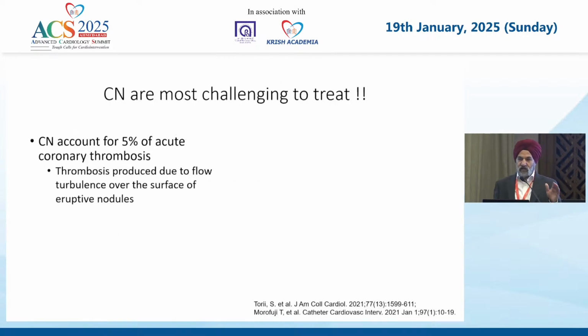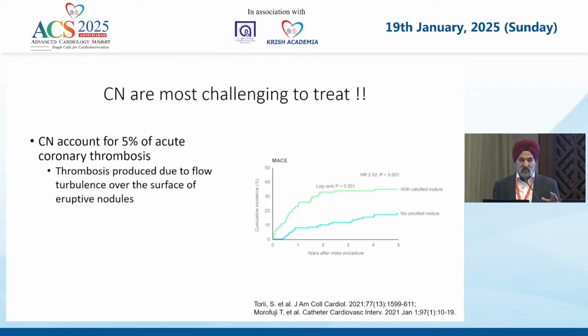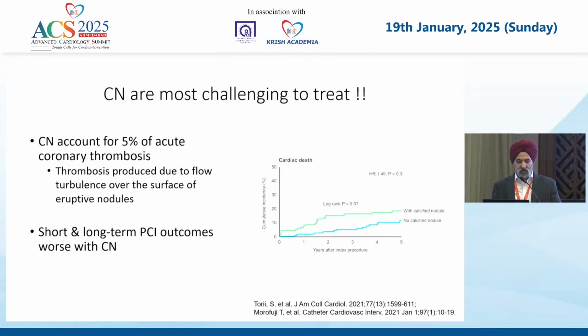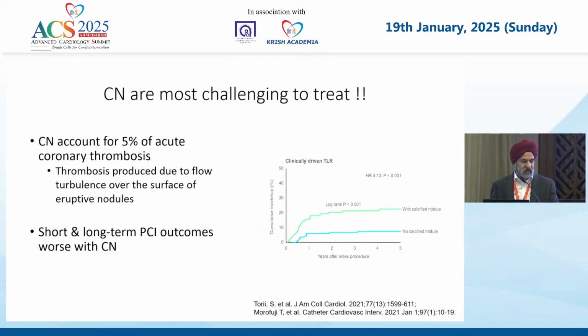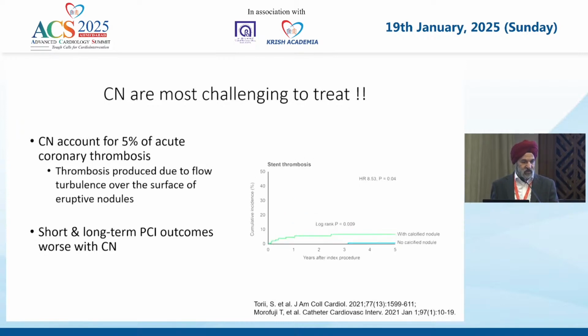Now, if we look at calcific nodules in the subset of ACS, they account for about 5% of the patients presenting to us with acute coronary syndrome. That's probably because of thrombus formation over the surface, and they are associated with very poor outcomes. As you can see on the slides, the MACE rates are very high, and other long-term outcomes are equally bad. Cardiac death is on the higher side, you have TLR rates on the higher side, and you have more stent thrombosis. So this is a very difficult subset.